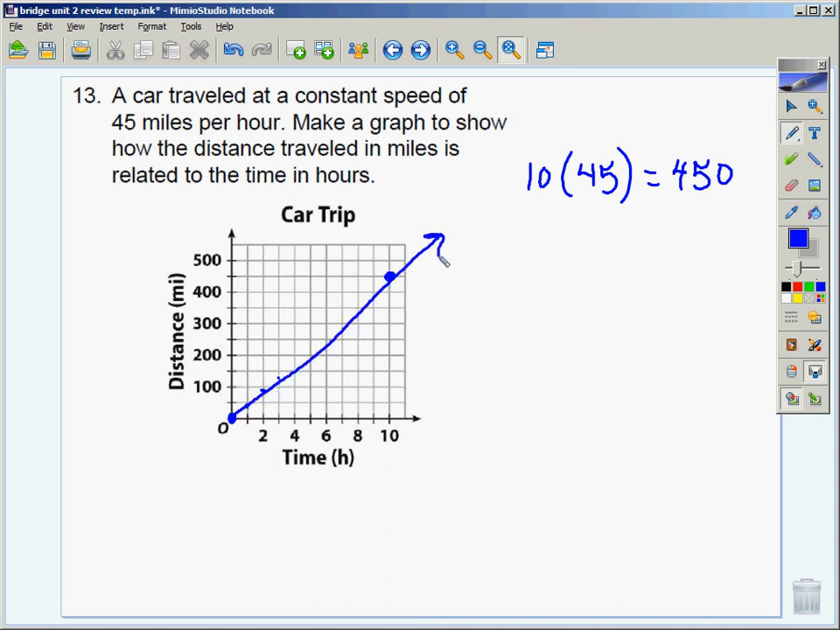All I had to do then was connect my dots. It really should have an arrow on the end, showing that it goes what? On and on forever. Should it have an arrow on this end? No. Can you tell me why? Because that's where you started. I can't go negative miles. I also can't go negative what? Time. Can I? Yeah.